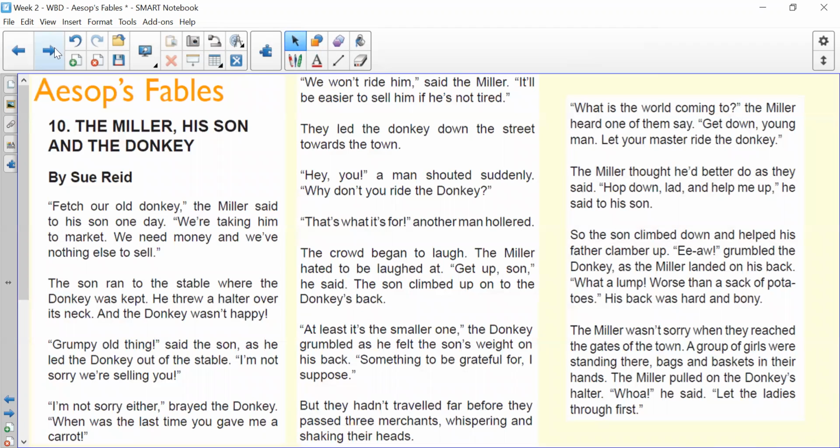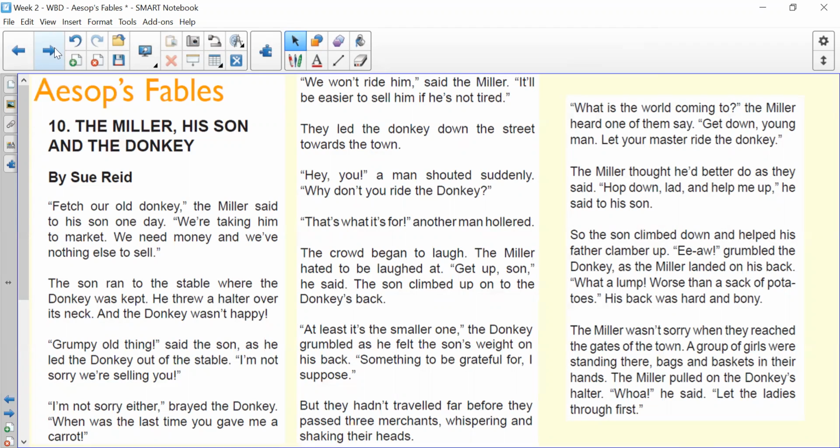"We won't ride him," said the miller. "It'll be easier to sell him if he's not tired." They led the donkey down the street towards the town. "Hey, you!" a man shouted suddenly. "Why don't you ride the donkey?" "That's what it's for," another man hollered. The crowd began to laugh. The miller hated to be laughed at. "Get up, son," he said. The son climbed up onto the donkey's back. "At least it's a smaller one," the donkey grumbled as he felt the son's weight on his back. "Something to be grateful for, I suppose."